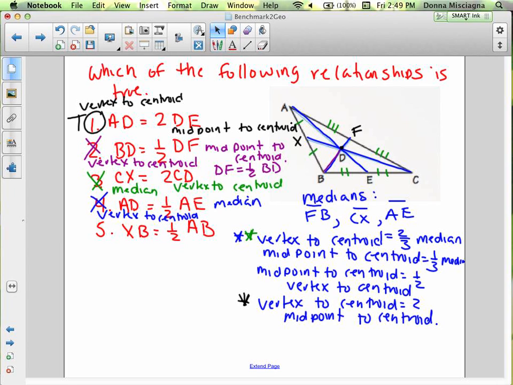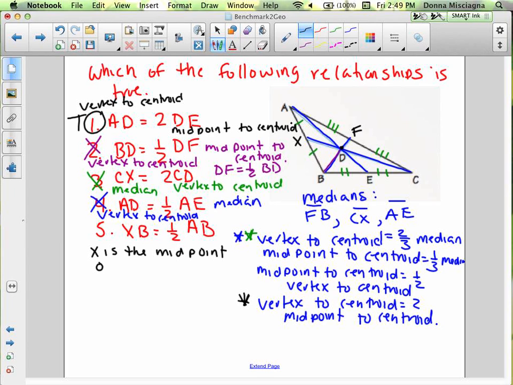Let's look at the last one. XB is half of AB. I marked it on the whole thing there. So X is the midpoint of AB. And what's it going to do? It divides the segment in half.